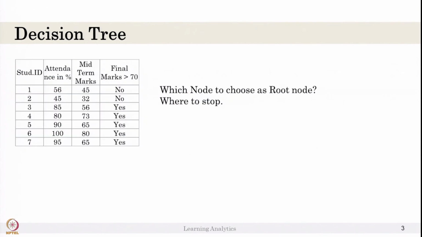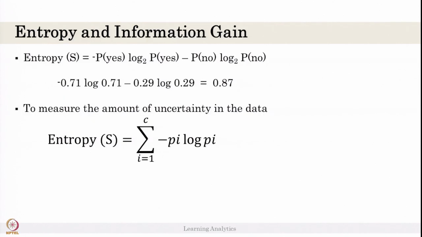So, let us see this with this particular table: you have attendance, midterm marks, and final marks greater than 70. You have seen this table multiple times. Which node to choose as the root node and where to stop? I am not going to explain solving the decision tree on this particular table, but I am going to explain the mathematics behind which node to choose and where to stop, and you can apply those formulas on this. It involves only two things: entropy and information gain.